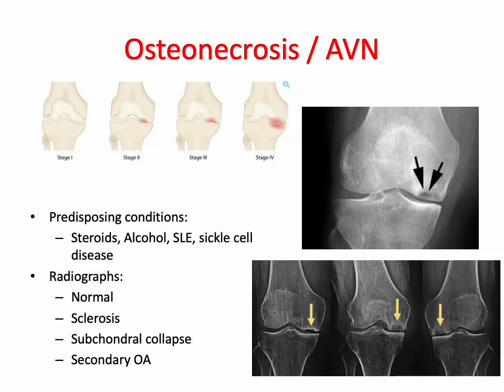Osteonecrosis or avascular necrosis can also occur around the knee. There are conditions that would predispose people to this, including long-term steroid use, alcohol intake, lupus or sickle cell, and it has a plethora of plain film findings that range from normal to increased sclerosis to subchondral collapse and secondary osteoarthritis.